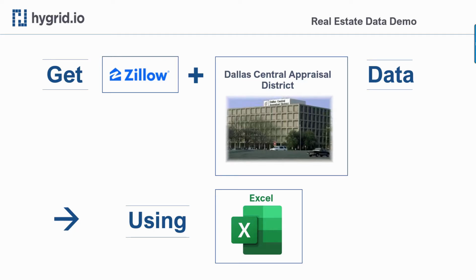In this video, I'm going to give a brief demonstration of the capabilities of Hygrid with real estate data. In this case, we're going to connect Hygrid to Zillow and the Dallas Central Appraisal District, better known as DCAD, and combine the data sets and allow users to pull queries of those data sources right from within Excel without having to write any code. They can just use native Excel functionality.